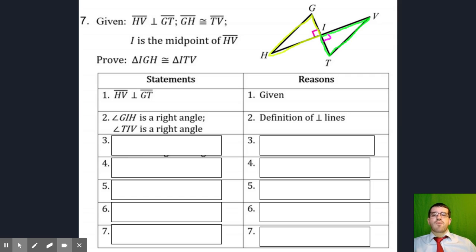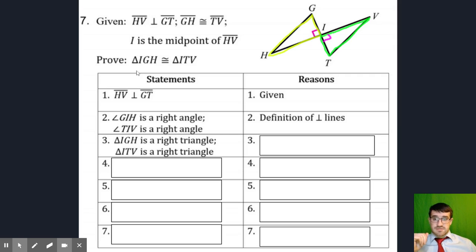And now because we have right angles, remember when we have right angles, we're generally going to start looking for hypotenuse leg first. Then triangle IGH and triangle ITV are right triangles. That is our first bit working towards the hypotenuse leg. So now we're really looking for this. And by definition of right triangles, if there's a right angle in the triangle, then the triangles are called right triangles. We've done all that we can with the perpendicular segments for now.